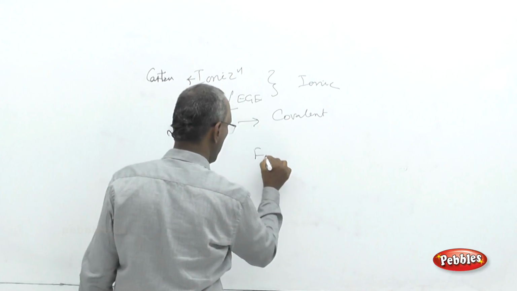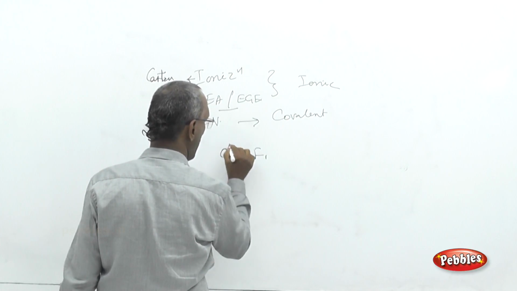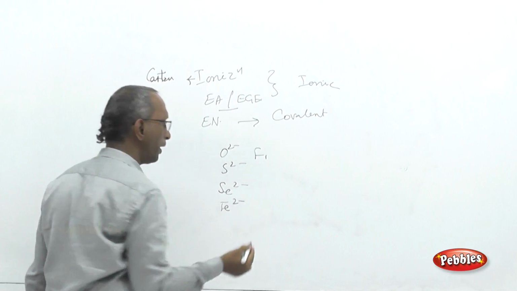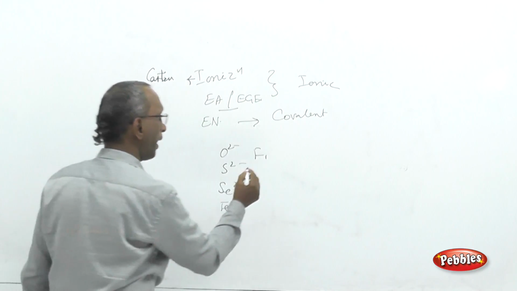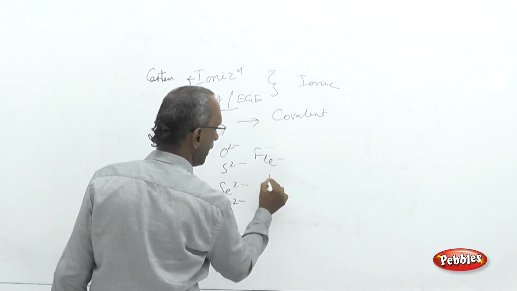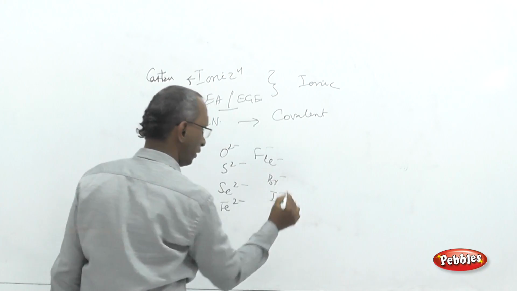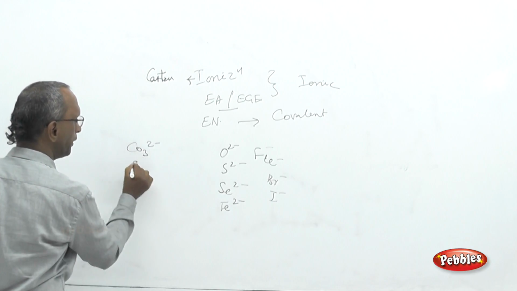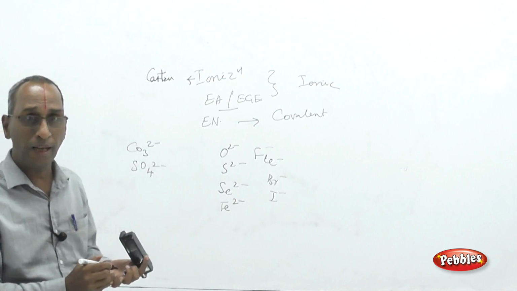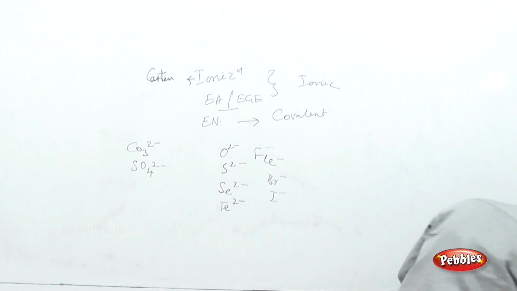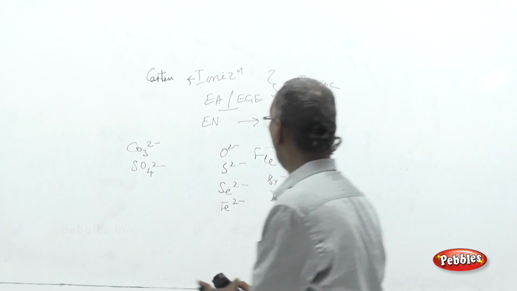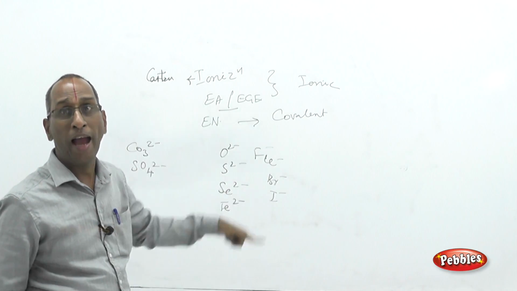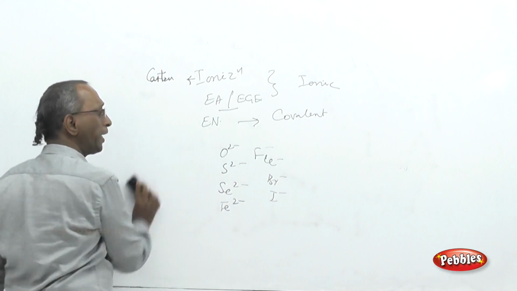So fluorine, halogens and the oxygen group in oxide, sulfide, selenide, telluride, they form preferably their second anionic charge. Halides, fluoride, chloride, bromide, they form a unit negative charge. So that is to be noted. Even in the case of molecular species, carbonate, sulfate, their charges are to be noted. So electron gain enthalpy is important in anion formation. Ionization energy is important in cation formation.